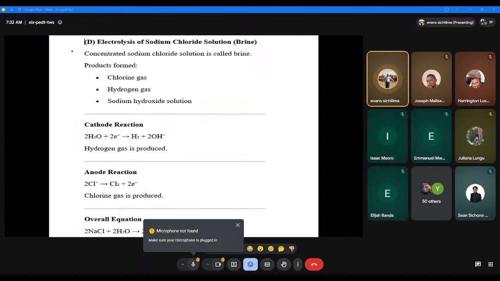So also we have electrolysis of chloride solution or brine.